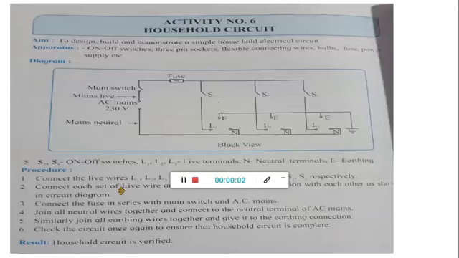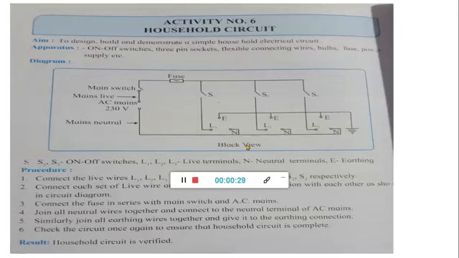Hello students, this is your new activity, household circuit, and this is your last activity. So what is the aim of the activity? The aim is to design, build and demonstrate a simple household electrical circuit, and the apparatus required is an on and off switch, 3-pin socket, flexible connecting wire, bulb, fuse, power supply.